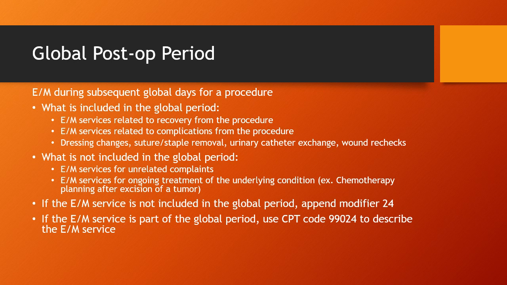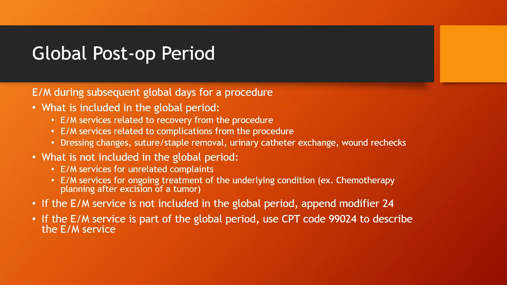What's included in the global period? Things that are included, which means they're not separately billable: evaluation and management services related to recovery from the procedure. So standard post-op checks and things like that, where I'm just making sure that you're doing well post-op, are going to be included in my global surgical package, and should be reported with 99024, which is global post-op visit.